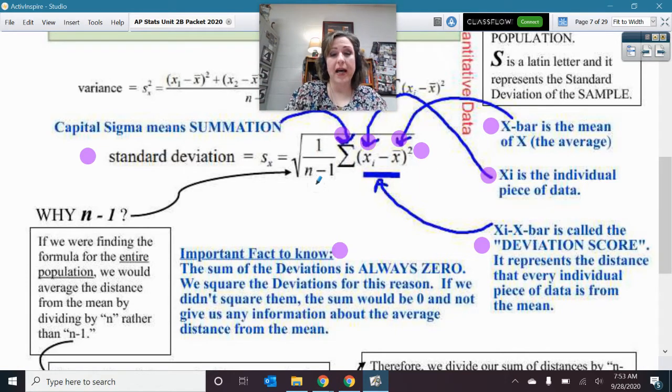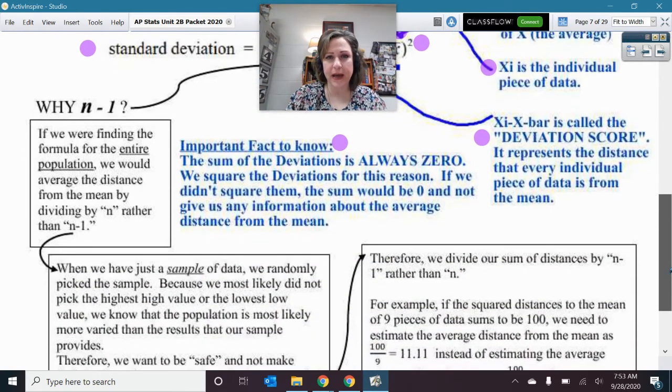All right? But look at what we're doing. We're not dividing by n, which, by the way, is the number of people in the sample. So if I had 30 people in the class, n is 30, okay? So we're dividing by n minus 1. Why is that? Okay, so here's why. Here's a little explanation of why we're dividing by n minus 1.